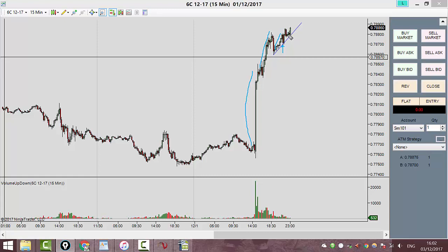enter at, where is it? Here. The close of that little tiny candle here, and then stick my stop 12 ticks. I believe that's 80. So go long at 80, stop down here at 68, and I would aim for from 80 just to take out the whole number. So 21 ticks for 12 ticks risk.